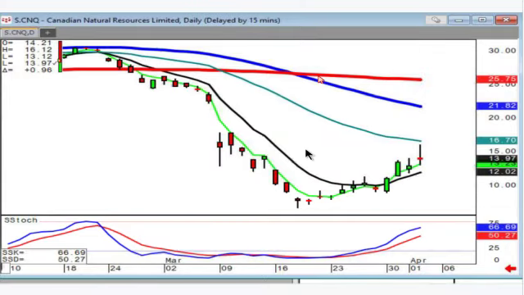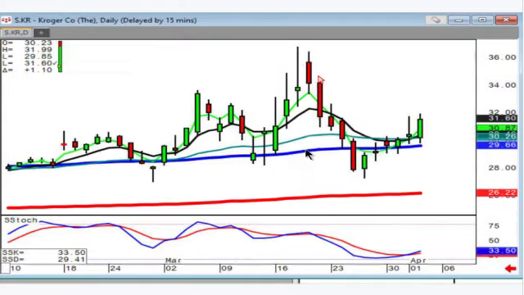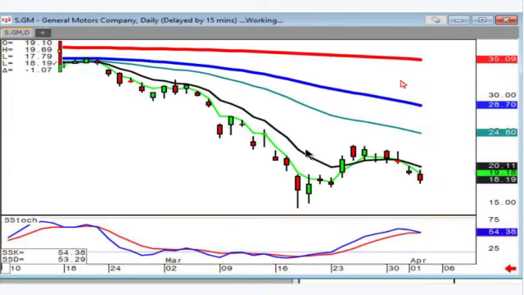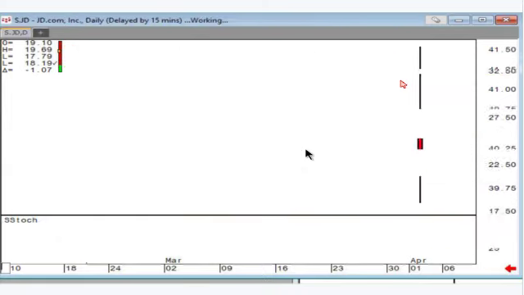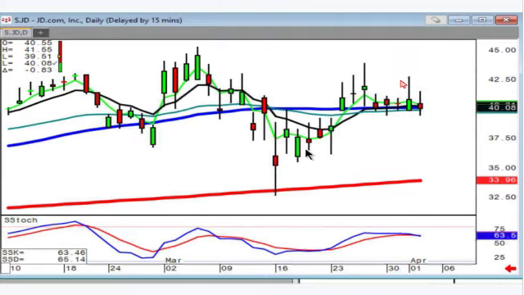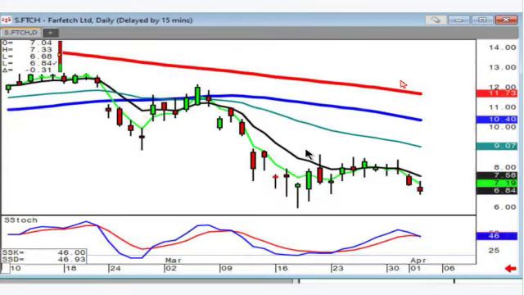CNQ, you stay long, use today's low as your stop. Kroger, you can be buying this one. It's not very exciting, but it looks like this is your support level, and this is a prospective target at the top of that wedge. And GM, stay short. JD.com, wouldn't be long or short this one, no direction. Fitch, stay short.